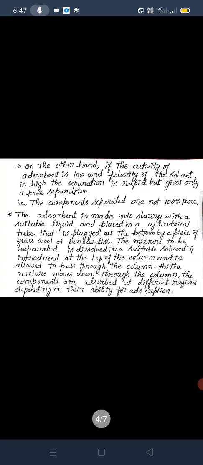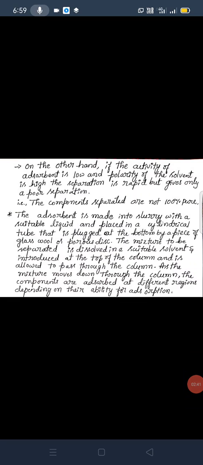And on the other hand, if the activity of the adsorbent is low and the polarity of the solvent is high, the separation is rapid but gives only a poor separation. The components separated are not 100% pure.